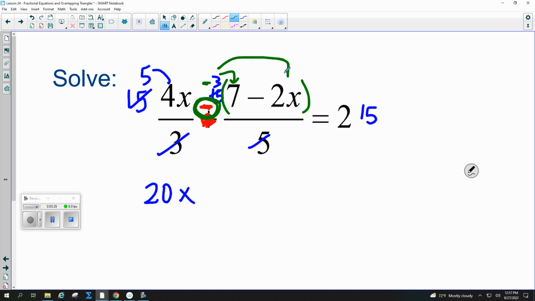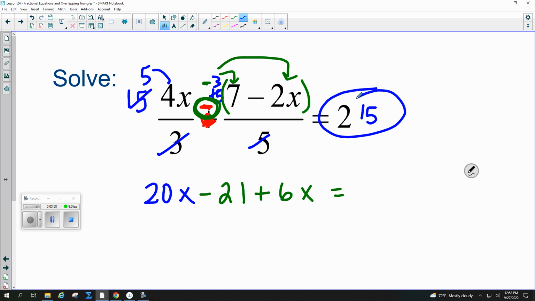And that's where everybody messes up, is they tend to only put it on the first term, and everybody forgets to also distribute it to the second term. So the negative distributes, because this was a minus right here in the problem. So now I have a negative 21, and then a negative times a negative is a positive 6x. And then on the other side, even though there's no fraction, you still have to multiply the 2 times 15. So I have 30.